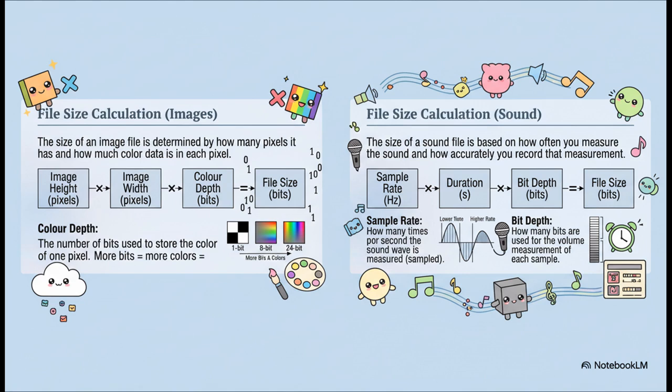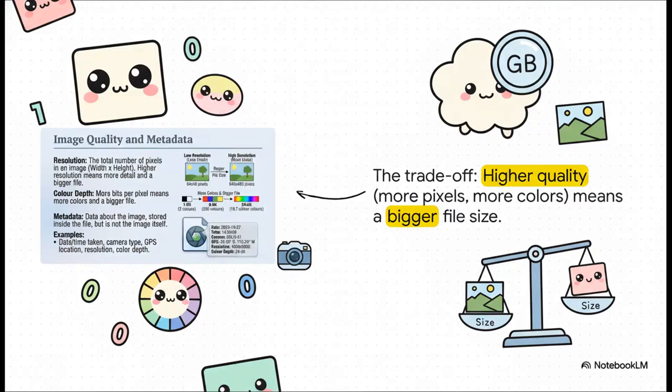It's all just multiplication, turning the physical world into a total number of bits. And this is the exact math that determines if a photo is too big for an email, or how many songs you can cram onto your phone. So this leads to a really crucial point. It creates this constant trade-off.